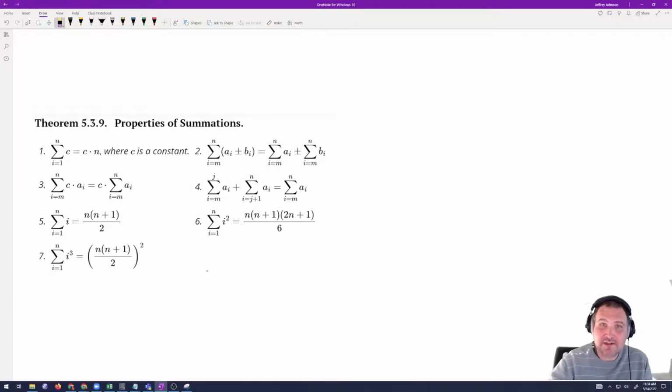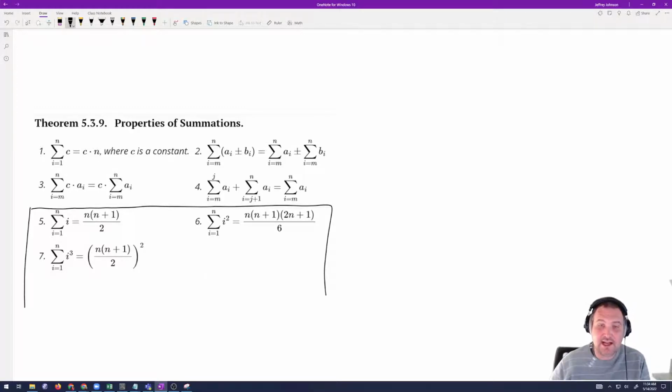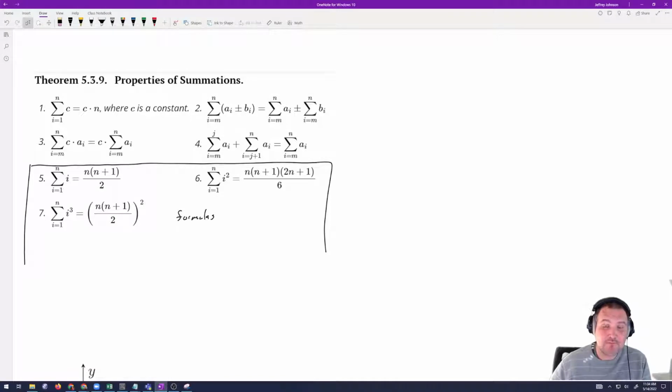Okay, so what these are saying are really not that sophisticated of a thing, but they're very handy rules to have around. Now, numbers 5, 6, and 7 are actually formulas. So they're a little bit different than the other ones, because these are kind of handy formulas to have around. They tell us how to sum, right? The consecutive integers, consecutive squares, and consecutive cubes.